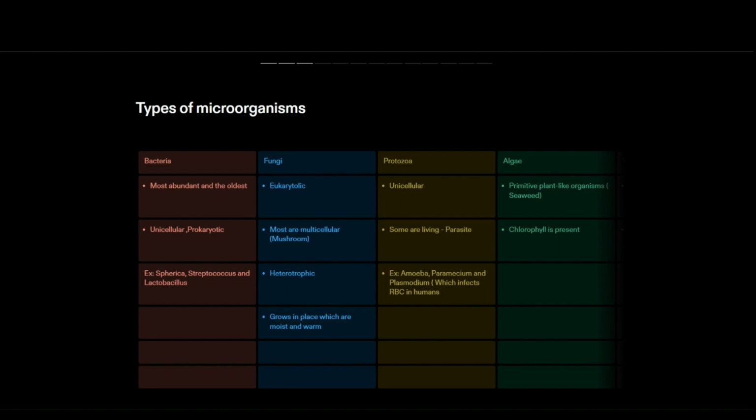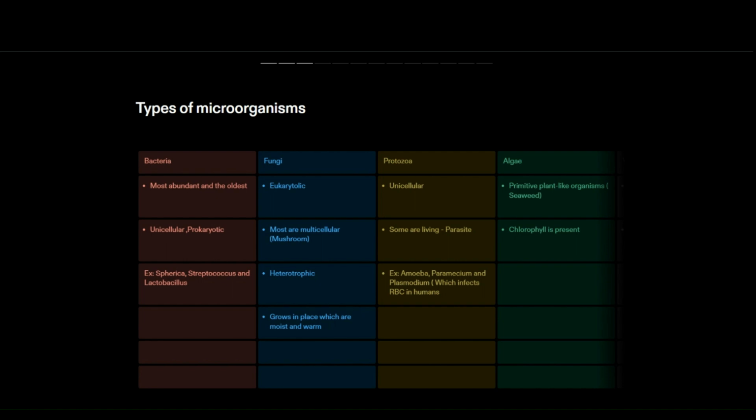Next, fungi. It is a large group of organisms which do not have chlorophyll and do not photosynthesize, thus are heterotrophs. Examples: yeast, aspergillus, rhizopus, and bread mold. Fungi may be unicellular or multicellular. Most are multicellular, eukaryotic, and grow in places which are moist and warm.